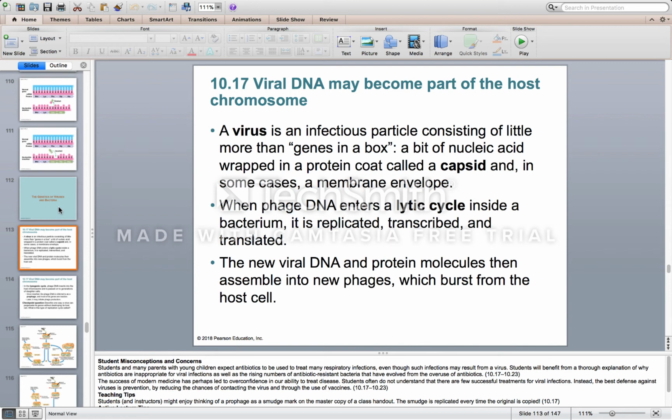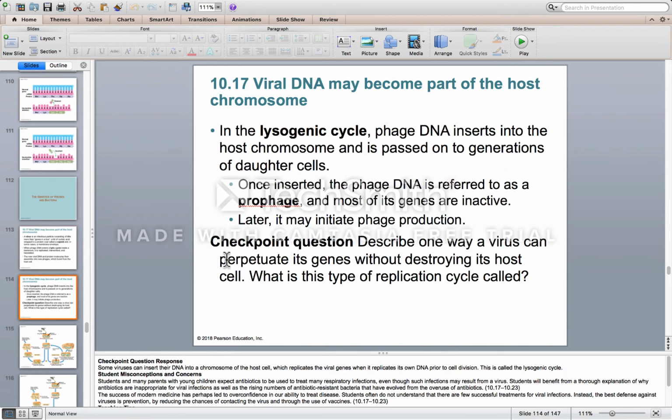When a phage DNA enters a lytic, remember lytic means lyse, cut, cycle inside a bacterium, it is replicated, transcribed, and translated. Remember I told you guys the DNA of a virus takes over the DNA of the host and it cuts it and makes its own DNA. So the new viral DNA and protein molecules then assemble into new phages, which lyse through the lytic cycle. They burst out of the new cell, killing the host cell and turning to new cells.